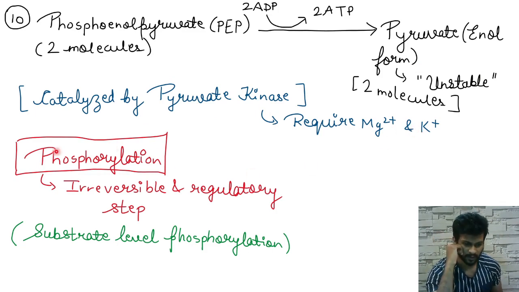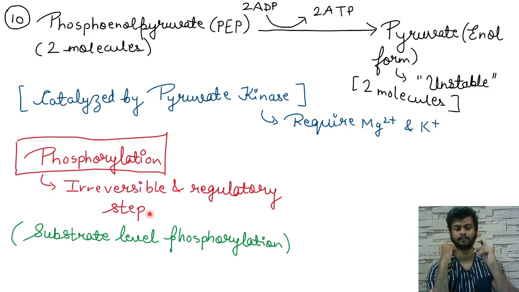It requires magnesium and potassium ions to function efficiently. This step is phosphorylation. We will understand why in the next slide. It is an irreversible and regulatory step. The only exception was the 7th step. In spite of being a phosphorylation step, it was reversible and not a regulatory step.